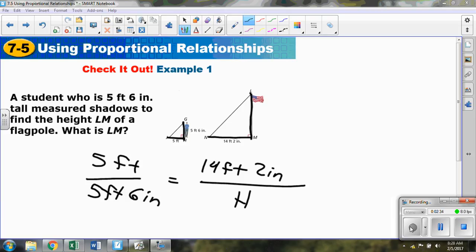And now we have a problem. In all of our similarity problems that we've been doing, we haven't had an issue where we've had two labels. Feet on the left does not match mixed feet and inches. This is a problem that we need to fix before we can get our answer. The geometry part is already done. We've set up the proportion. Now we just have to do some algebra and arithmetic. Well, you have a choice. Do you want to change everything to inches, or do you want to change everything to feet? It's up to you.